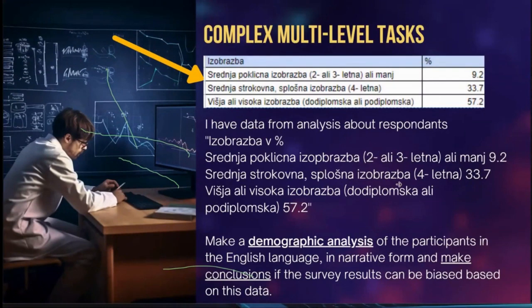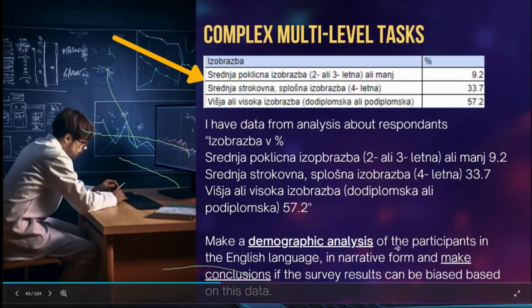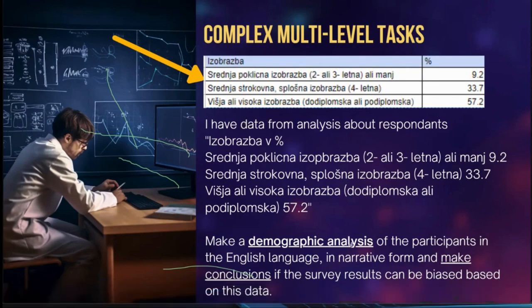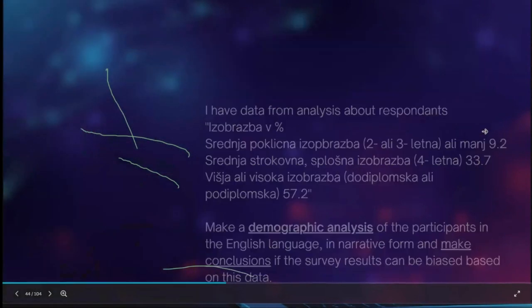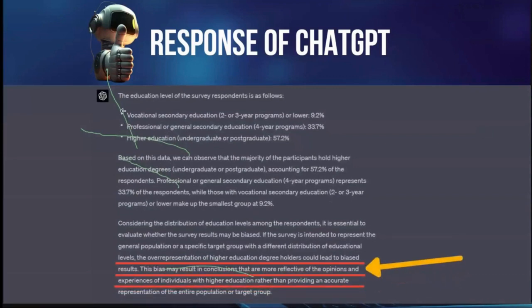Okay, so this is a real survey, and the data should be in Slovenian, because of course all the participants were Slovenians, and we want to ask the system to make a demographic analysis of the participants in the English language, despite the fact that we have input in Slovenian in narrative form, and make conclusions that the survey results can be biased.